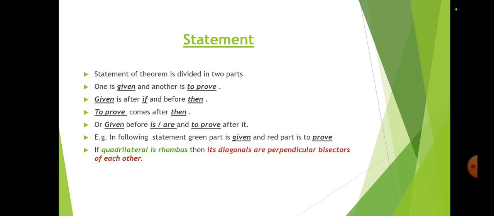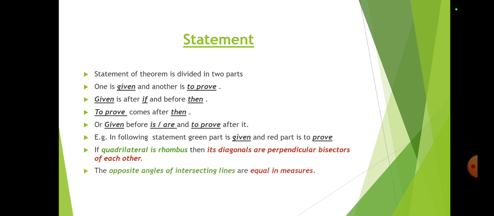Now the part which is after "if" is "quadrilateral is a rhombus", and that part is the given part. That means a diagram of the given part is to be drawn, which is a quadrilateral. Another part is after "then", and that is to prove. And what is that part? That part is "its diagonals are perpendicular bisectors of each other".